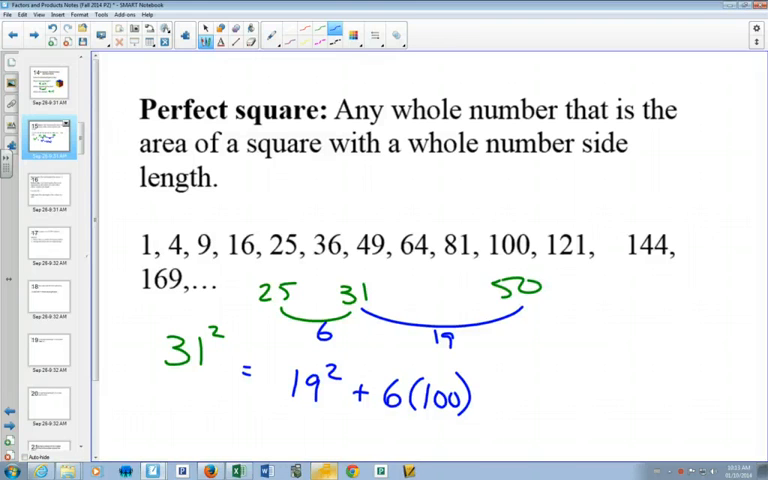If you try that out, 6 times 100 is 600. If you know that 19 squared is 361, then 600 plus 361 is 961. If you check that on your calculator, sure enough, that's 31 squared. That'll work for any number.